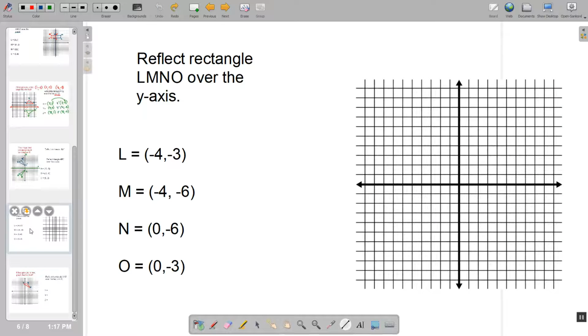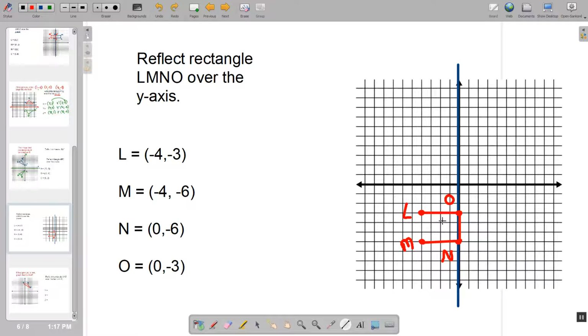So let's do another example. This time we're going to be flipping over the y-axis, which is right here. So now let's graph our points. L is 1, 2, 3, 4, and down 3 right here is point L. M is right here. N is here. And O is here.